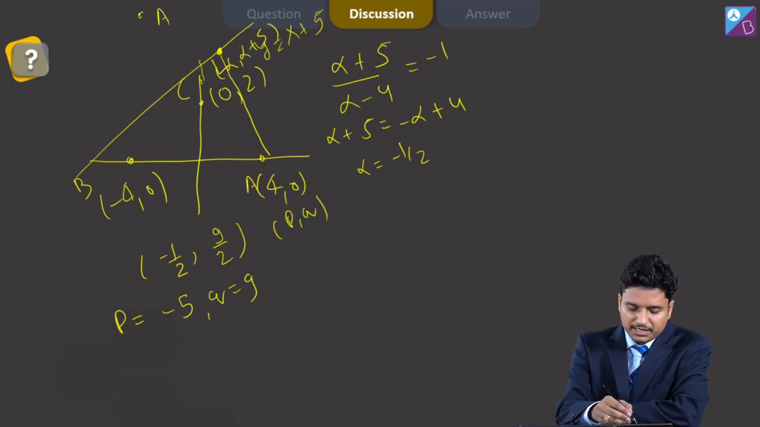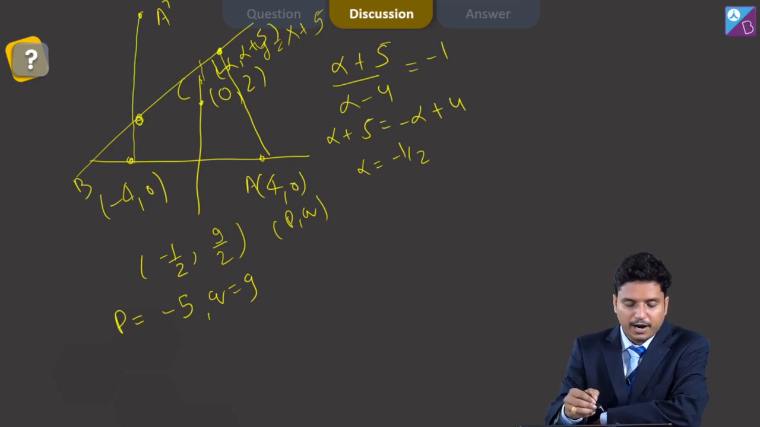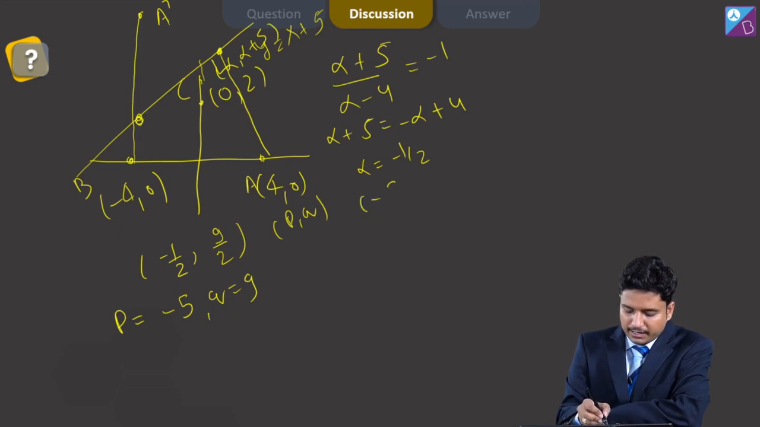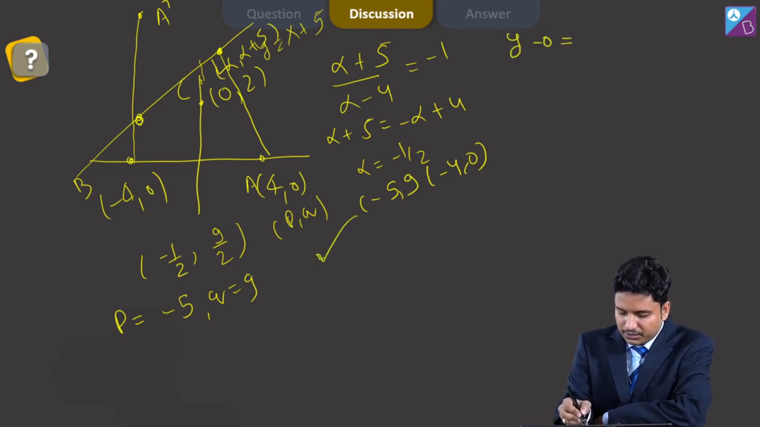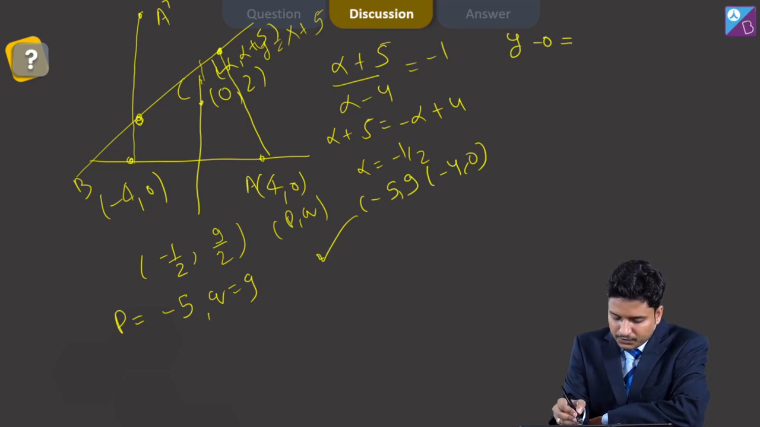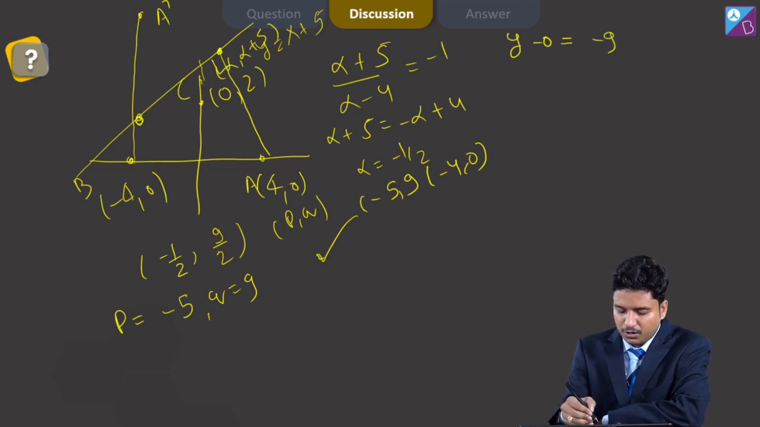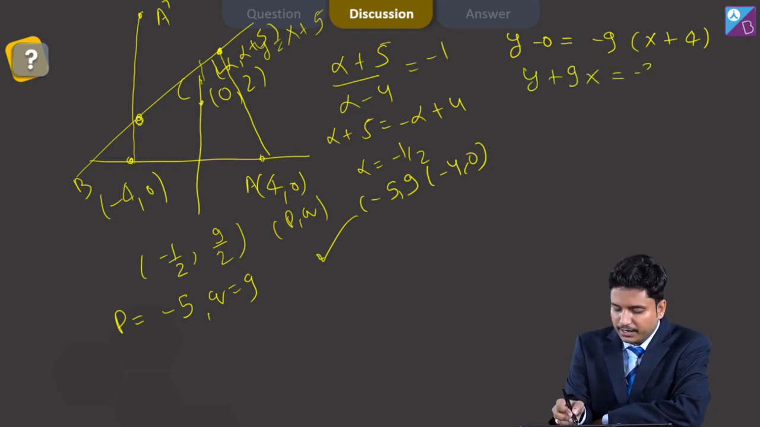If we join this A dash, suppose this is A dash, by minus 4 comma 0, we will get the required point. And minus 5 comma 9 when joined to minus 4 comma 0 will give you an equation. Y minus 0 is equal to 0 minus 9 is minus 9, and here it is minus 9 upon plus 1, x plus 4. So the equation is y plus 9x is equal to minus 36, and the other equation is y is equal to x plus 5.